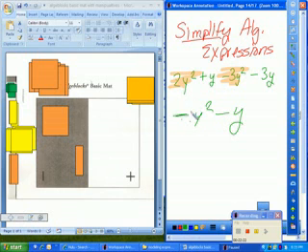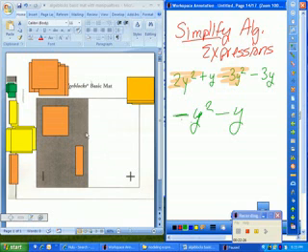Now technically there's a 1 in front of that y squared. We just don't normally write it that way. So we're just going to leave it, and we're simplifying it. We're making it as simple as we possibly can. So it's going to be a negative y squared.